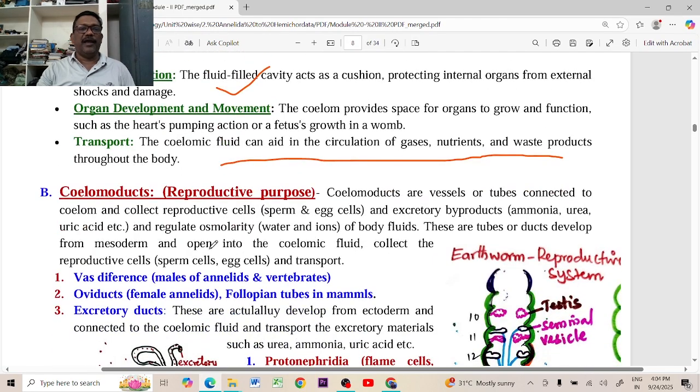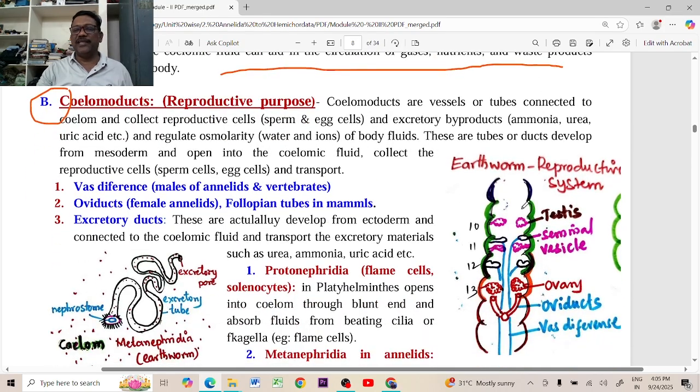Another important topic is coelomoducts. Coelomoducts are mainly meant for reproductive purposes. In the earthworm, the coelomoducts develop as the vas efferentia, which can transport the sperm cells, and the oviducts, which can transport the eggs. So these coelomoducts are mainly for the transportation of sperm cells and egg cells. These reproductive vessels, coelomoducts, are developed from the mesoderm.